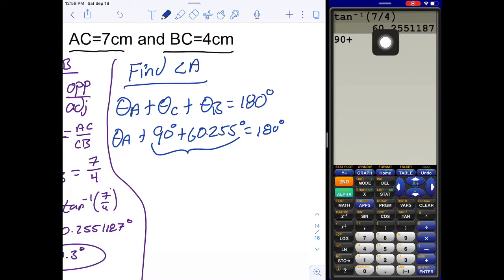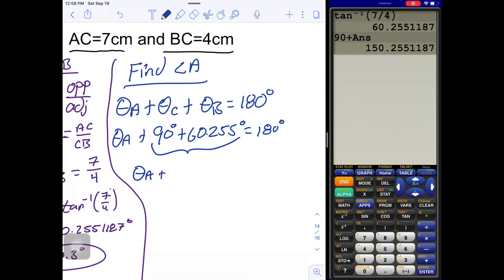How do I get to the last number in my calculator? Well, if you look below my cursor here, you can see the word ANS in yellow. ANS simply means the last number you solved for. So if I press second, and it activates the yellow writing, and I press ANS, you can see ANS pops up. ANS represents answer, aka the last answer you solved. So this is saying 90 plus ANS, and ANS in this case would be 60.2551187. So it's taking that whole number and adding it there.